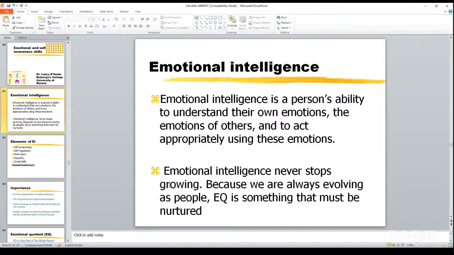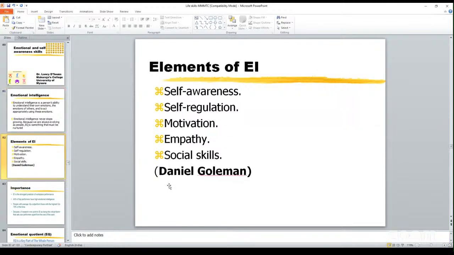And as researchers say, it has never stopped growing. Because of evolution and evolving as people, emotional quotient is something that must be nurtured and more prominence is given. So there are a few elements of emotional intelligence given by Daniel Goleman. One is self-awareness, and then self-regulation, motivation, empathy, and social skills. These are the elements of EI.